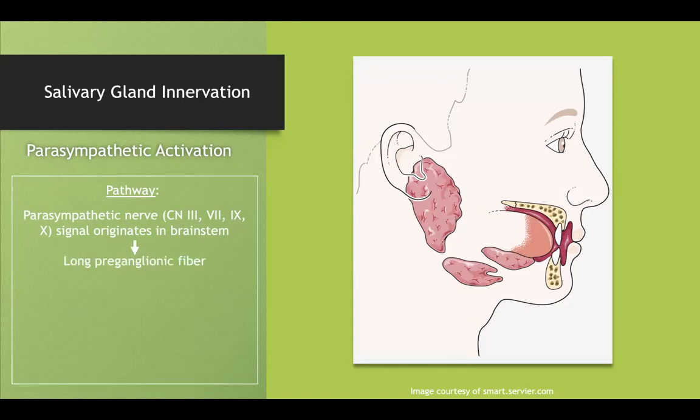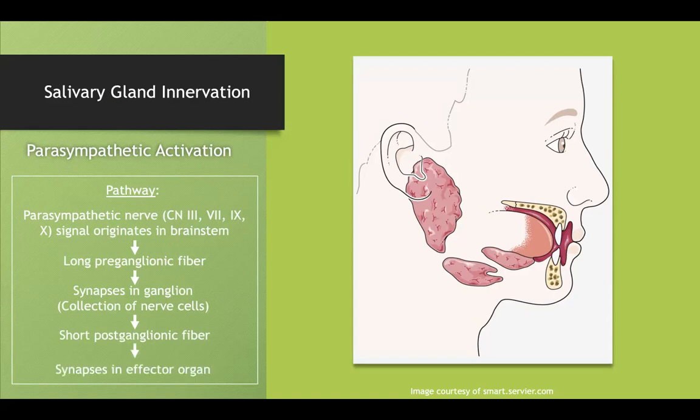And that signal will first travel down a very long preganglionic fiber, okay? And at the very end of the preganglionic fiber is a ganglion, which kind of makes sense given the name. And a ganglion is just a collection of nerve cells. And this collection of nerve cells basically allows you to transmit a signal from that long preganglionic fiber to a short postganglionic fiber. And from that short postganglionic fiber, the signal can continue and finally reach the organ that you were hoping for. And in this case, it would be the salivary gland.